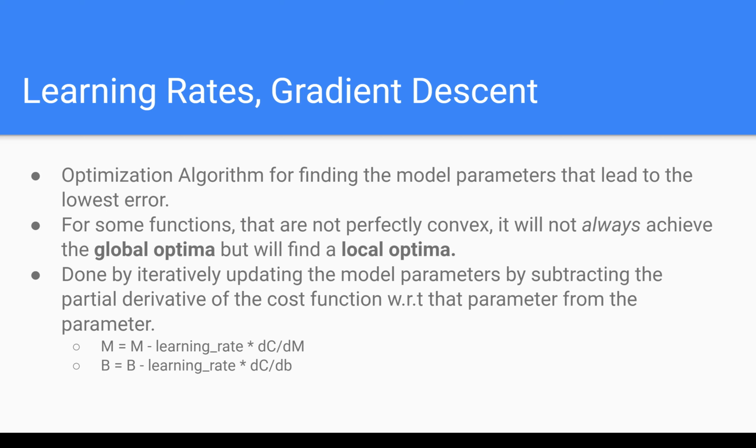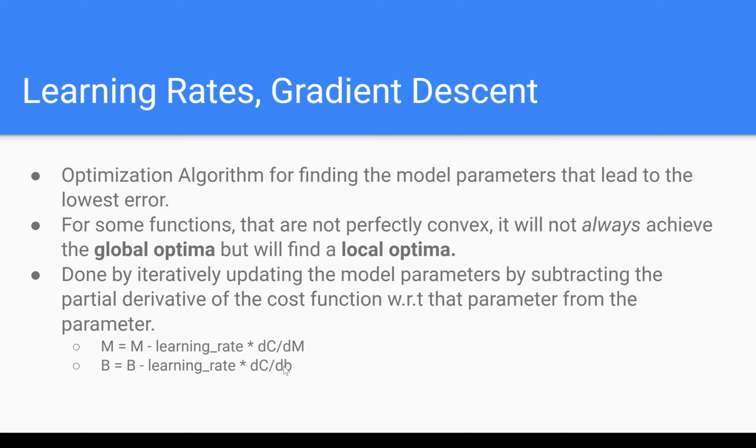Without delving too much into the math here, if you know what a derivative is, essentially with gradient descent, we're going to calculate the derivative of our cost function with respect to each one of our parameters. In our case, we have just two parameters, m and b, and we're calculating the derivative of our cost function, which is the mean squared error, with respect to m and also with respect to b.